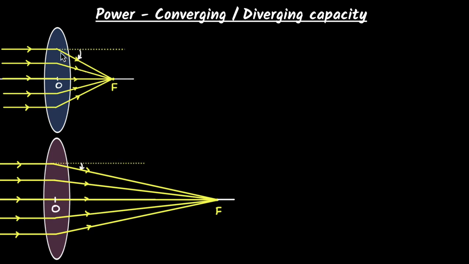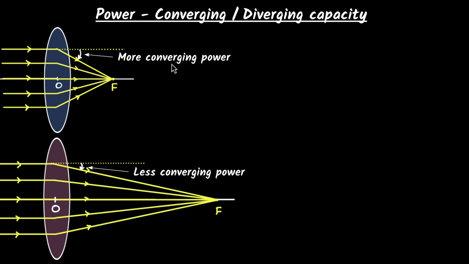All right, the way to do this is, if you look at how much the rays are bending, you can see that the ray of light over here has bent a lot more compared to the ray of light over here. Look at the bending angle over here. It's less compared to over here. Therefore, we would say this lens has more converging power and this lens has less converging power.